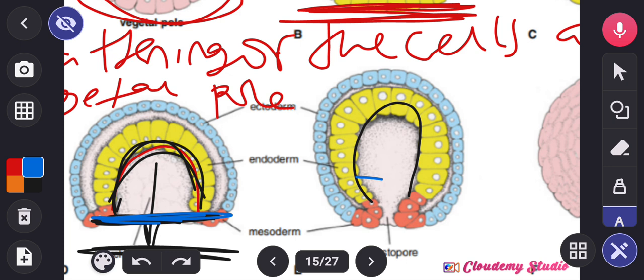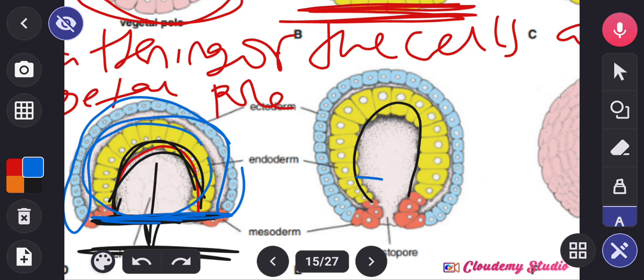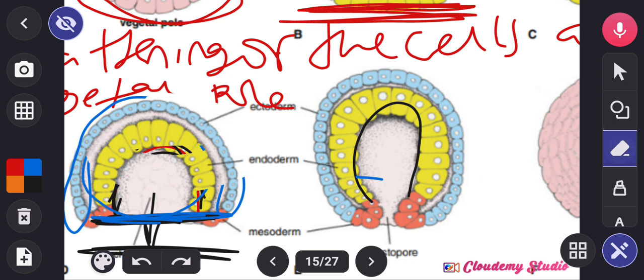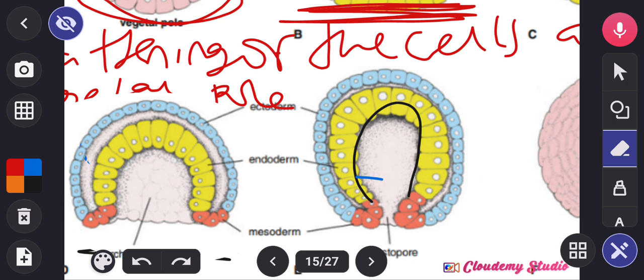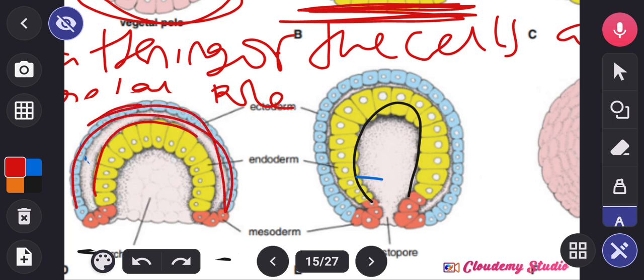Do you understand? Now, what is going to happen? You see, this cup-shaped structure is going to have a double wall, right? And what are these double walls? That is the ectoderm. Look at it. This is the ectoderm and the endoderm, right? So let me clean this so that we can see it very well. It is going to have a double wall. That is the ectoderm, the one that is lining, and the endoderm, the one that is inside.